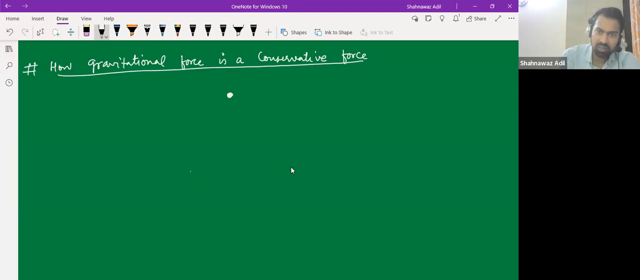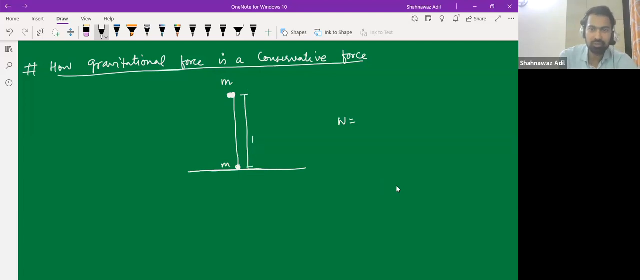Let's say you have this object and you bring it in here by the action of gravitational force, right? So on this object, gravity is acting, and you bring this object from here to here. So what would be the work done from here to here? You brought this object, let's say this is mass m, and this height is h.